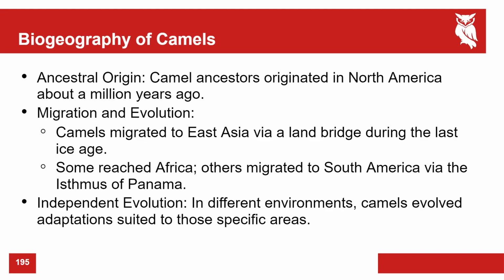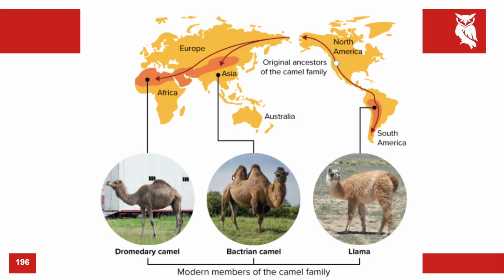Now, a lot of you think camels, deserts, and a lot of the camels that we think of now have adaptations for those types of environments. But geographically, it looks something like this, where camels originated in North America. Some migrated south to South America. The environment there served as selective pressure to create llamas, which are related to camels.